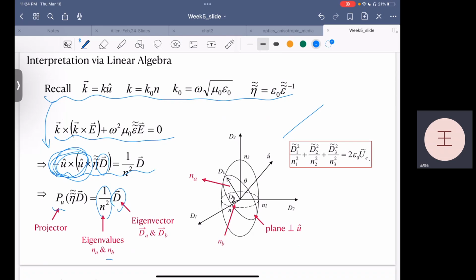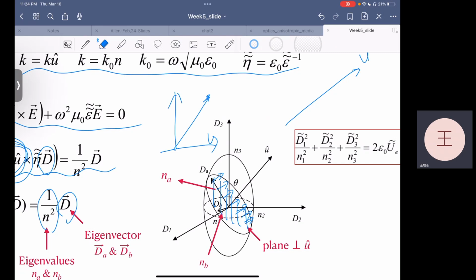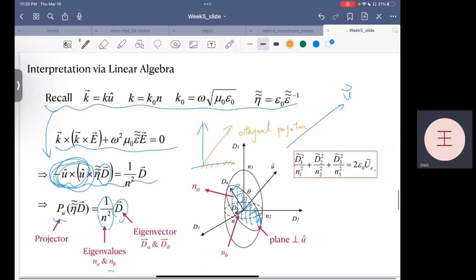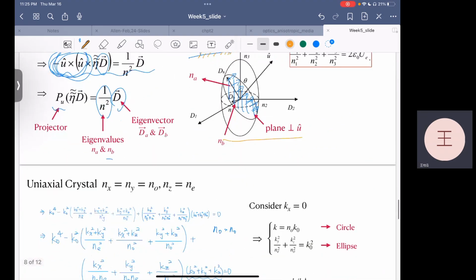So just what I've shown with a U, for any electrical displacement, it would just project it to the plane that's perpendicular to the propagation direction. So for any component that's not parallel, it will be eliminated. So this is kind of a projector concept, right? You project it onto a given vector, it projects it to here. Well, this is orthogonal projection, right? And this is just the index ellipsoid that we have discussed in the previous lecture. So I believe you guys still remember.